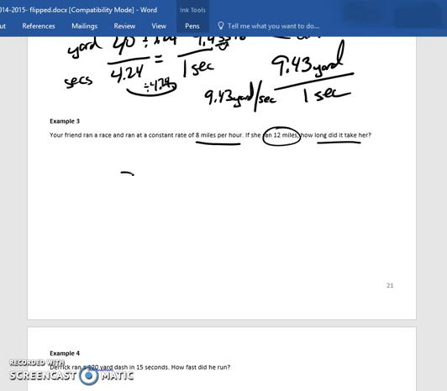Okay, so 8, and those are miles. And then per hour, so that's for 1 hour. They gave me 12 miles, so I'm putting my 12 up here. They want to know how long did it take. Okay, now here we go. 8 times what is 12?